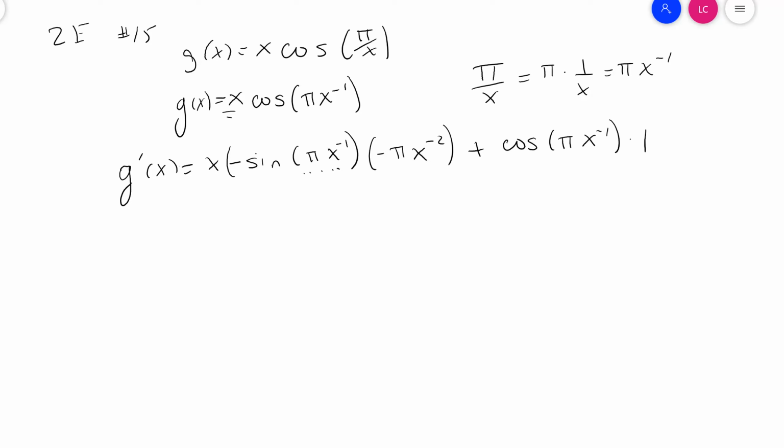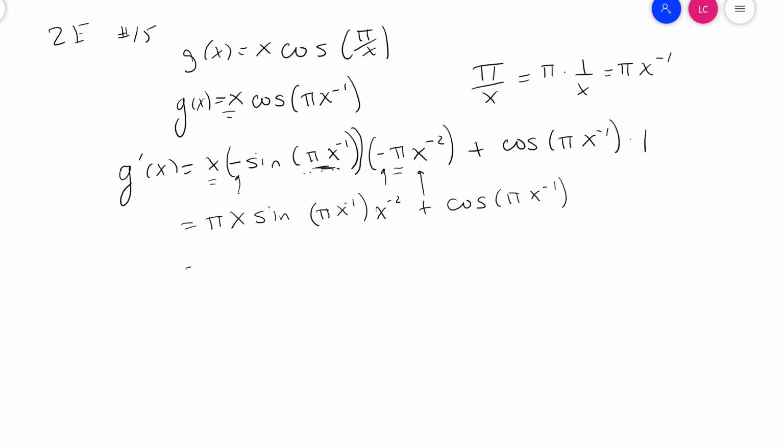So let's clean this up. It's looking pretty ugly. Oops, I missed a parentheses here. All right, so I have a negative and I have another negative, right? So let's make it positive. And then I see a pi and an x. So let me just start off with that. Pi and x sine, and here's my angle, pi x to the negative 1. And then this here is still x to the negative 2. And then plus cosine pi x to the negative 1.